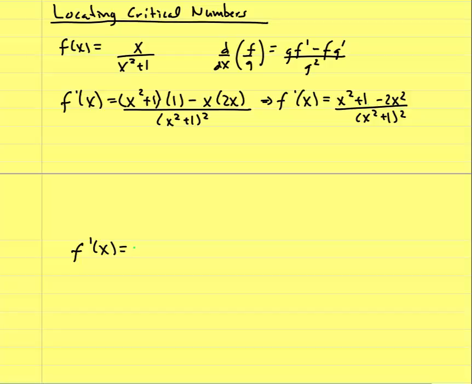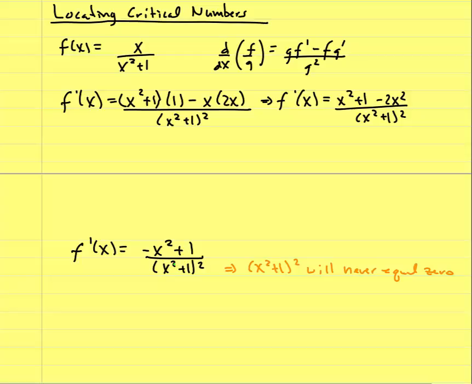So I have x squared minus 2x squared, which is negative x squared plus 1, all over x squared plus 1 quantity squared. Now a couple of things I want to note here. X squared plus 1 quantity squared will never equal 0. There's nothing I can plug in here, positive or negative, for x.